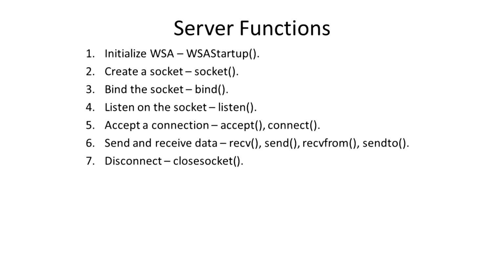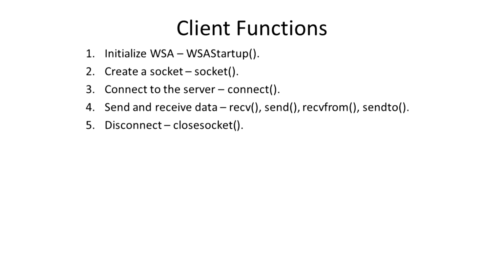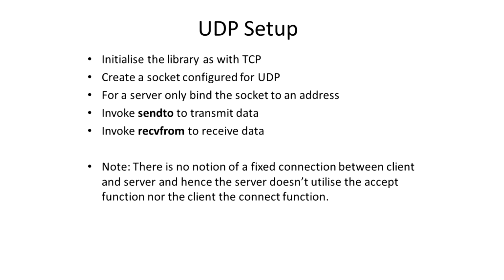So instead, we're going to jump straight to the equivalent of step 6 for the server, which is sending and receiving, and then also step 4 of the client, which is also sending and receiving. And we'll take a look at the sendto function, which is the equivalent of send for TCP. And we'll also take a look at the equivalent to receive, or recv, which was what we used for TCP. We're now going to use recvfrom for UDP.